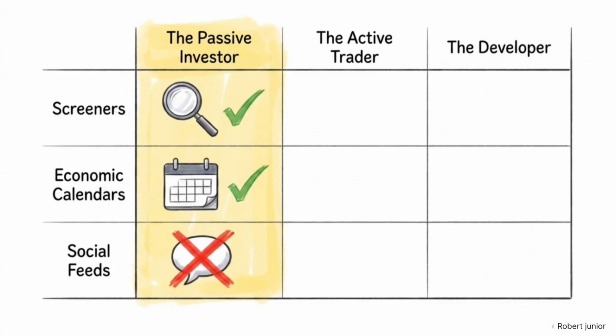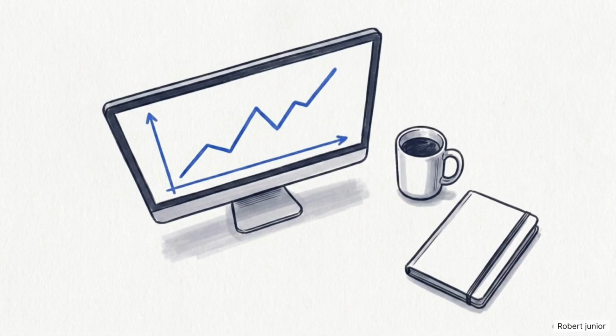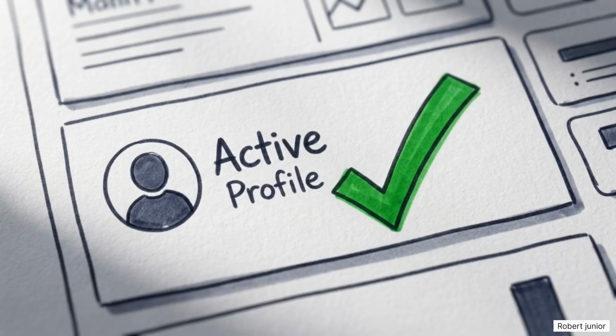This matrix separates the platform's tools into 3 distinct feature sets, each serving a different market participant. For the passive investor, the toolkit is lean. You need basic screeners to check fundamentals, economic calendars to track earnings, and you must strictly ignore social feeds. If you have the discipline to stick to just those features and ignore the complex indicator tabs, the free $0 tier provides exactly what you need.